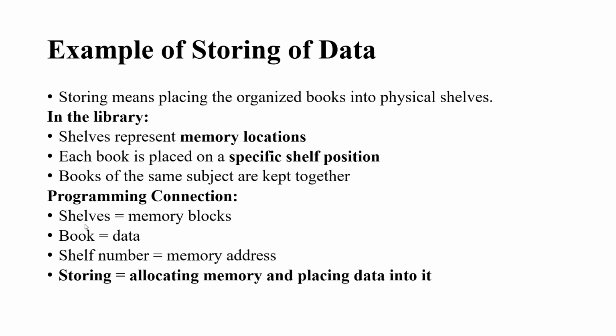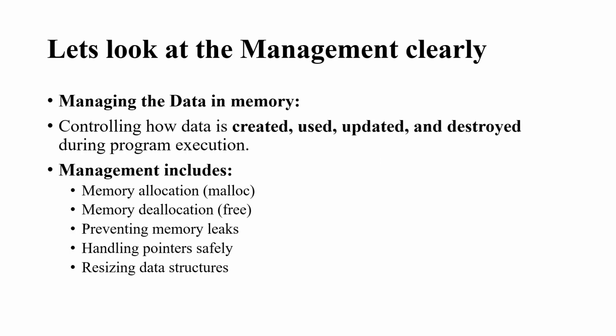When it comes to the example of storing data in a library, storing means placing the organized books onto physical shelves. In the library, shelves represent memory locations. Each book is placed on a specific shelf position. Books of the same subject will be kept together. To connect with programming, shelves are nothing but memory blocks. Book is data and shelf number means memory address. The key point here is storing means allocating memory and placing data into it. That is the meaning of storing in data structures.